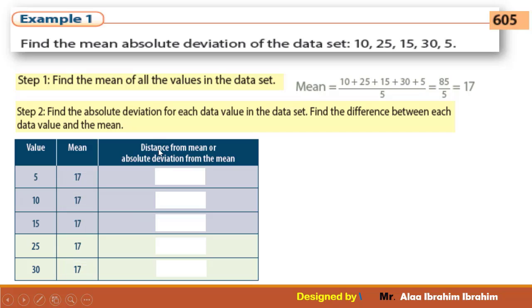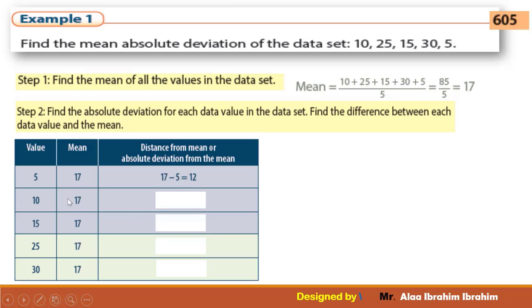Now how to find the absolute deviation, the distance? I make this subtraction together: 17 minus 5 or 5 minus 17. But we must have a positive value. If you do 5 minus 17, it will be negative 12, so you have to write 12. If you do 17 minus 5, you write 12. Both ways, we have to find this as positive values. So 17 minus 5 equals 12.